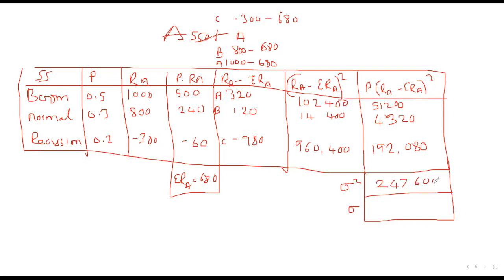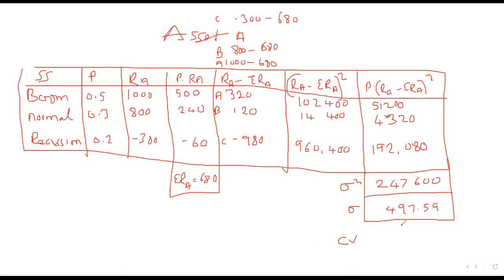And when we total all these, what do we get? Let's add together 51,200 plus 4,320 plus 192,080. So the variance is 247,600. Then when you square root it, what do we get? 497.59.